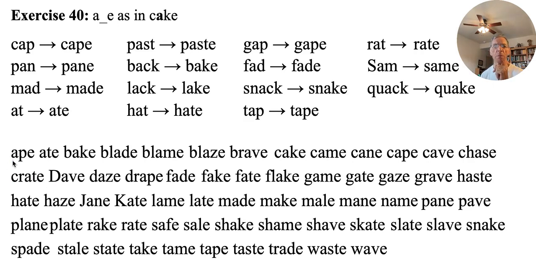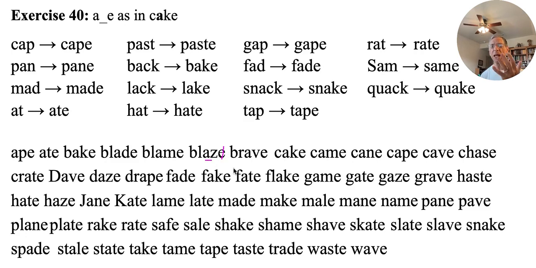So here we go. The first word is ape. The ape swings in the tree. The next one is ate. I ate an apple. Next is bake. Bake a cake. Blade, a blade on a knife. Blame, don't blame me. If kids don't learn phonics, I'll make sure they get phonics and be able to read well. Next we have blaze.